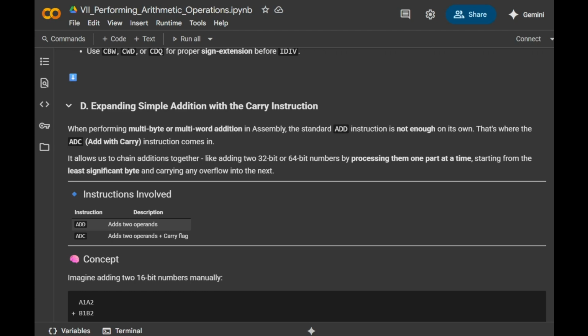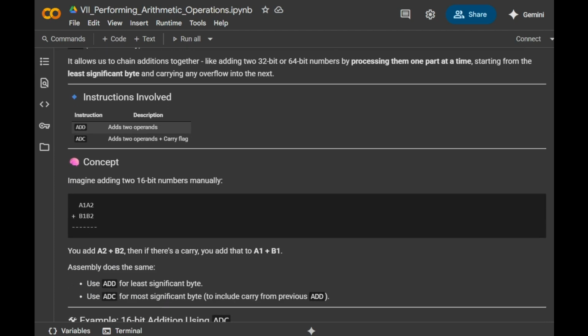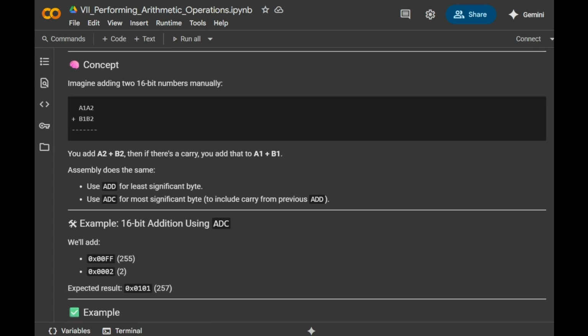The concept is just like manual addition. You add the rightmost, or least significant, parts first. If there's a carry, you add that carry to the next set of digits to the left. In assembly, we use the ADD instruction for the least significant byte, and then we use the ADC instruction for all the higher bytes. ADC automatically adds the value of the carry flag to the result.